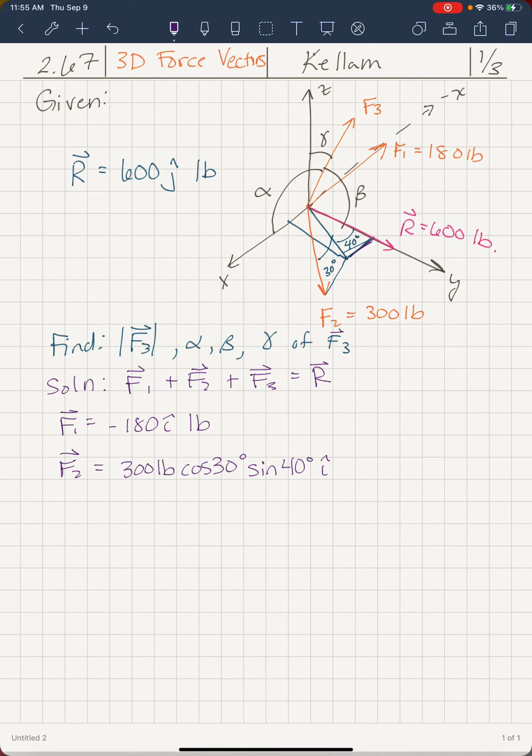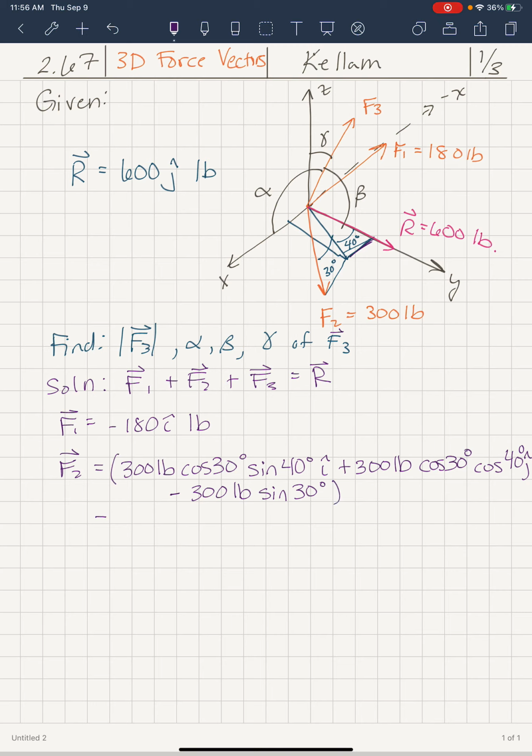And then for the J direction, we'll do plus 300 pounds cosine of 30 degrees. So that's that F2 prime again. So that's just getting us down to that XY plane. And then times cosine of 40 degrees. The cosine is just that adjacent one, so that gets us over the y-axis. And then for the k-axis, it's minus, because we see it's pointed down, and it's 300 pounds times sine of 30 degrees, because it's the opposite of that 30-degree angle.